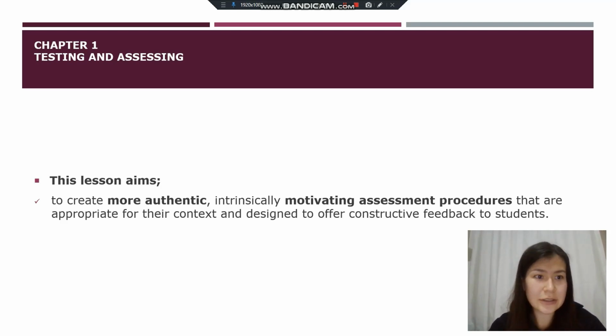Today I'm going to talk about testing and assessing under chapter 1. And because this is the first chapter, it says this lesson aims to create more authentic, intrinsically motivating assessment procedures that are appropriate for their context and designed to offer constructive feedback to students.